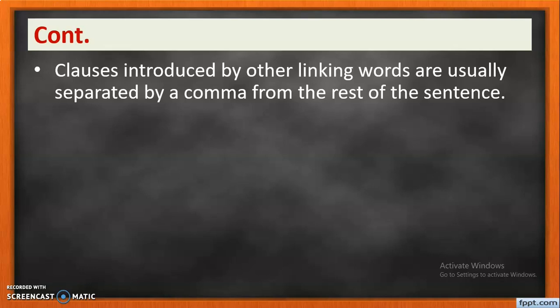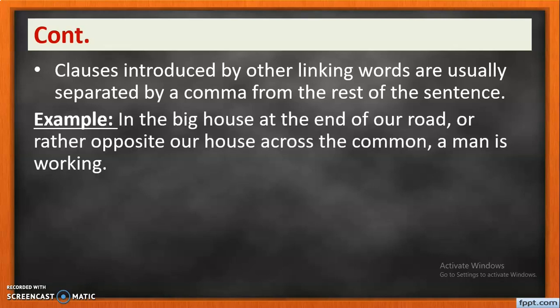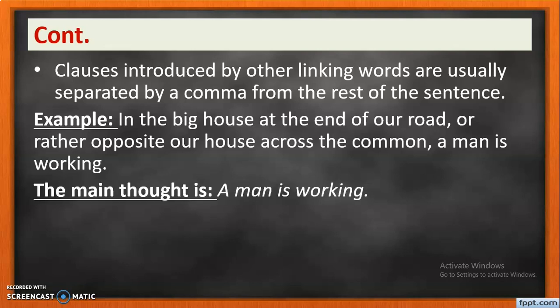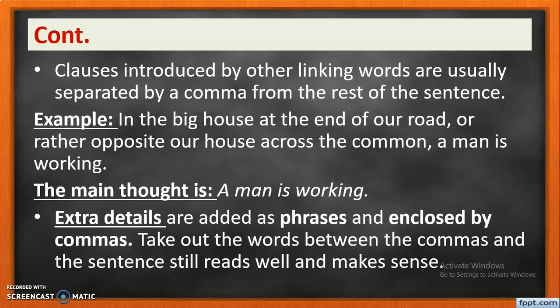Clauses introduced by other linking words are usually separated by a comma from the rest of the sentence. And look at this example. In the big house at the end of our road, or rather opposite our house across the common, a man is working. So the main thought here is a man is working, while the extra details are added as phrases and enclosed by commas. So if you take out the words between the commas, the sentence still reads well and makes sense, or it gives a complete thought.